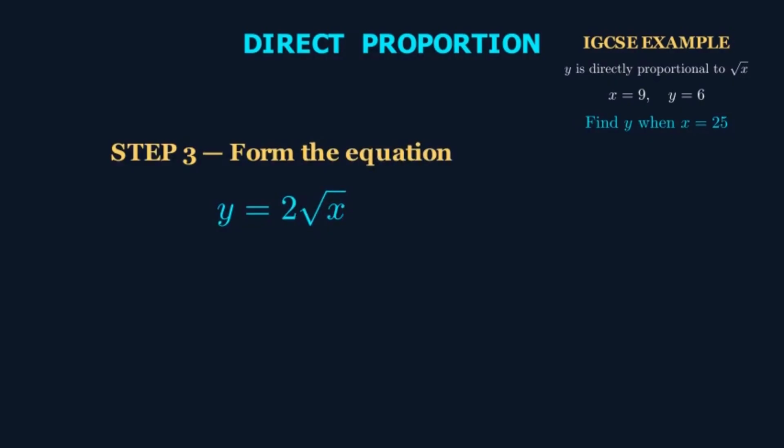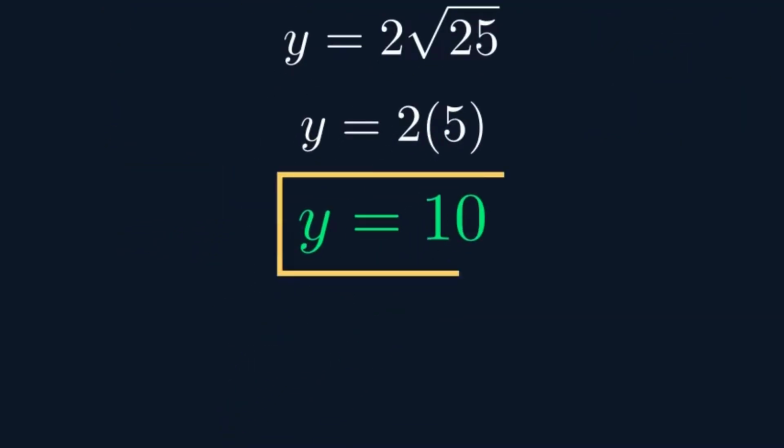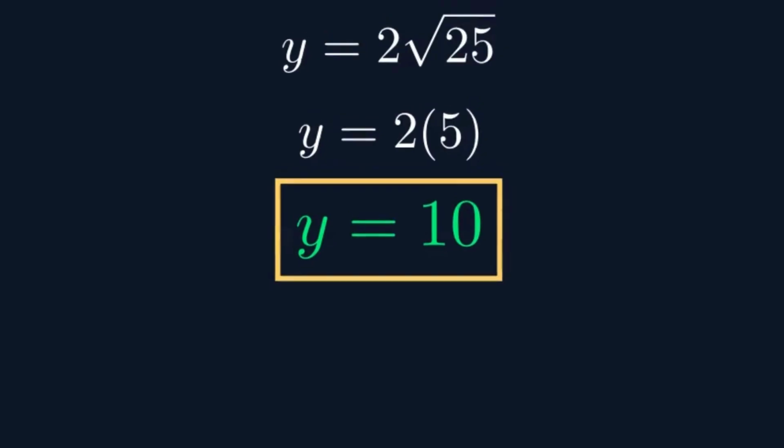Step 3. Form the equation. Substituting k equals 2 gives y equals 2 times the square root of x. Step 4. Substitute x equals 25. y equals 2 times the square root of 25. The square root of 25 is 5. So, y equals 2 times 5. Therefore, y equals 10. So our final answer is 10.